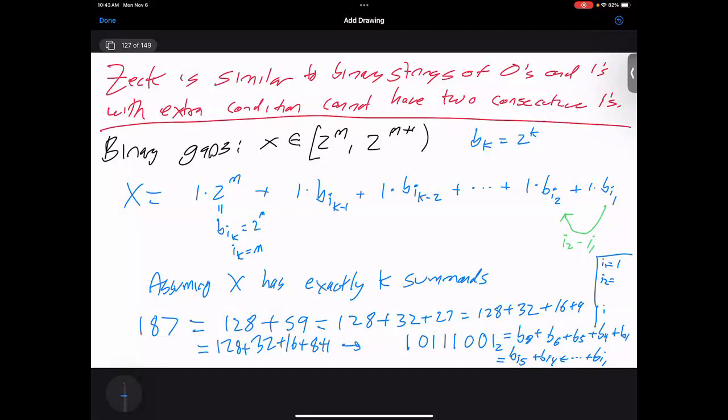So what would I2 equal? 4. I2 would equal 4. What would I3 equal? That'd be 5. What would I4 equal? 6, and then I5 is 8.